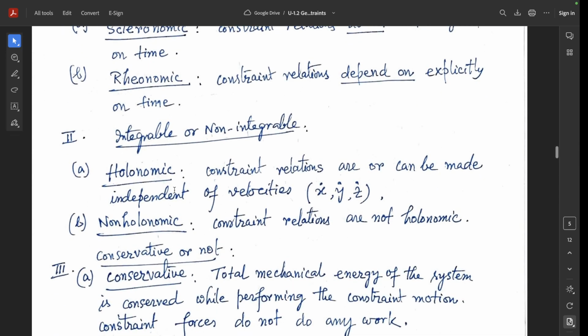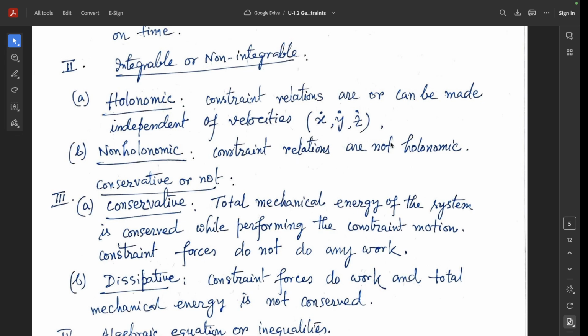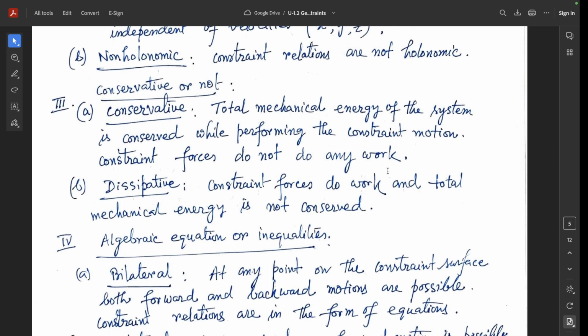Integrable, non-integrable: if constraint relations are or can be made independent of velocities, then this constraint is called holonomic constraint. And non-holonomic constraint relations are those which are not holonomic. Conservative: total mechanical energy of a system is conserved while performing the constrained motion. Constraint forces do not do any work. This is conservative constraint. And dissipative: constraint forces do work and total mechanical energy is not conserved.